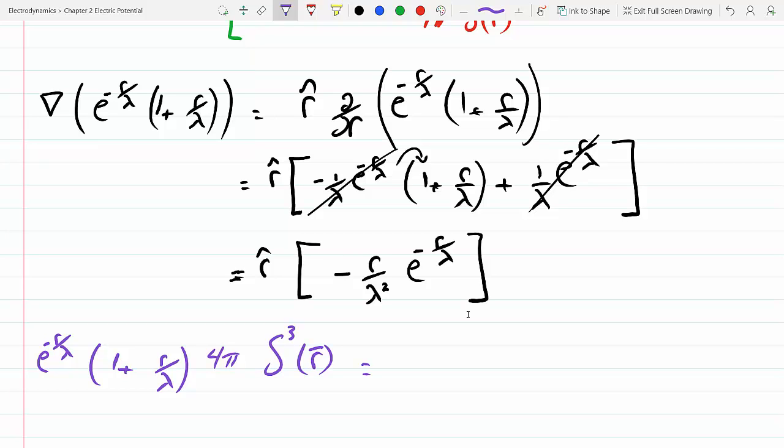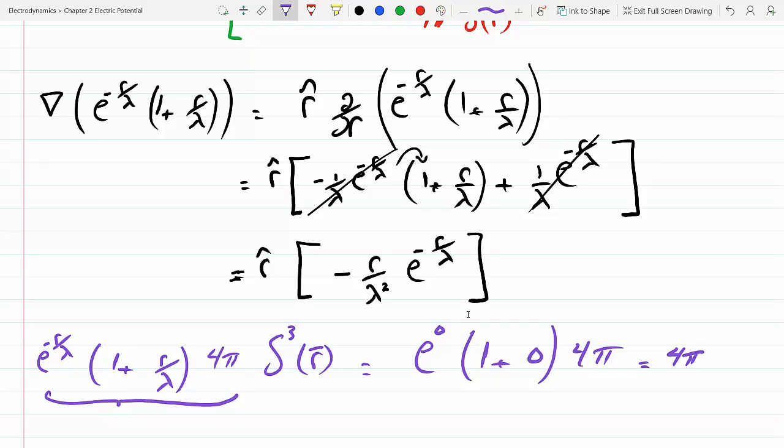What a Dirac delta function tells you is that anywhere where r is not 0, this whole thing is 0, except when r is 0, where the function that sits next to the Dirac takes the value at r equals 0. So I will evaluate this at r equals 0. I get e to the 0 times 1 plus 0 times 4 pi, which will just be 4 pi, which we could write as 4 pi times the cube Dirac delta function at r, because that's what that is.